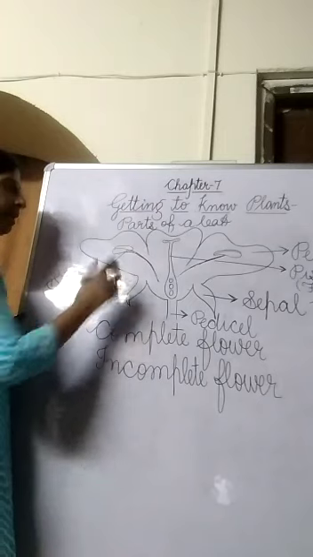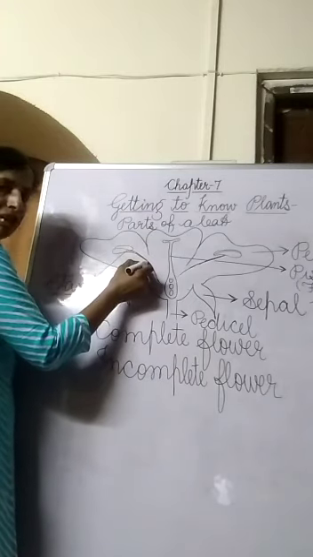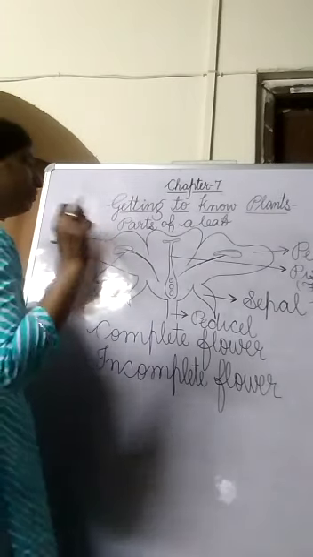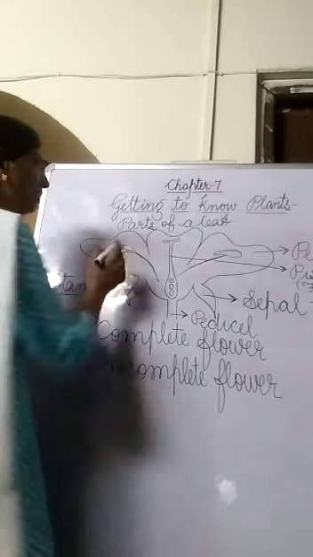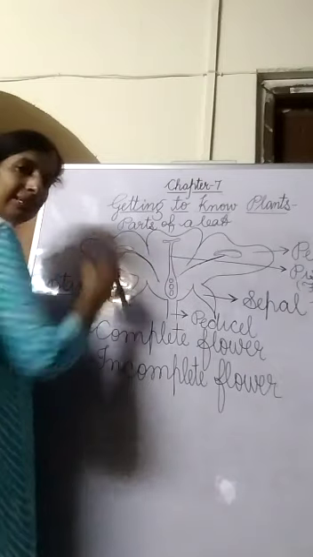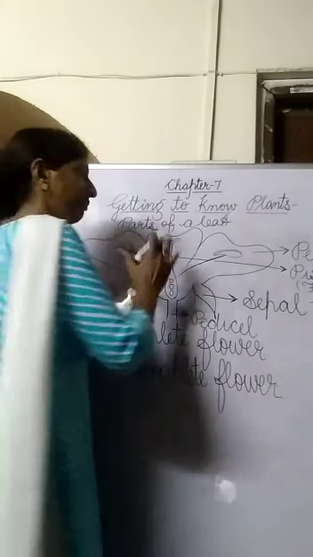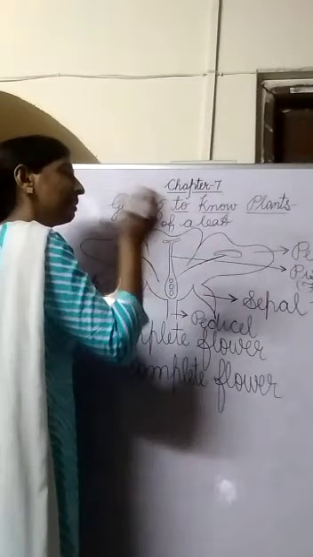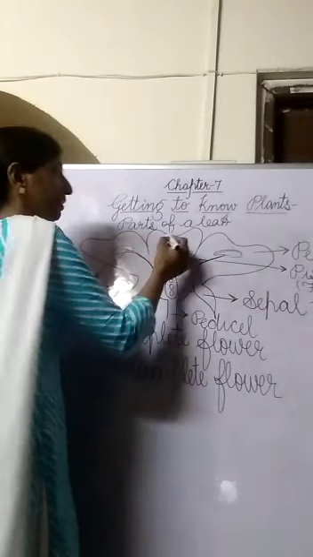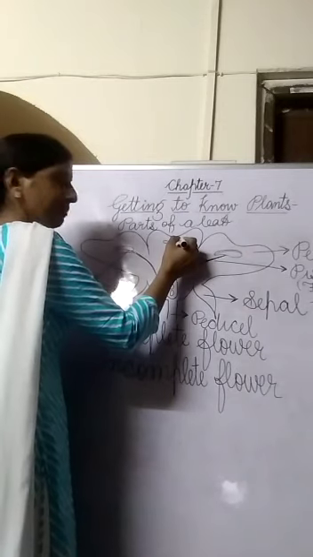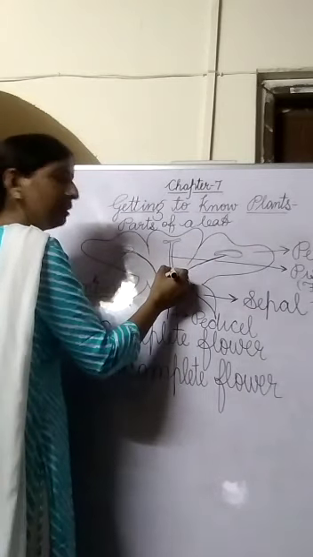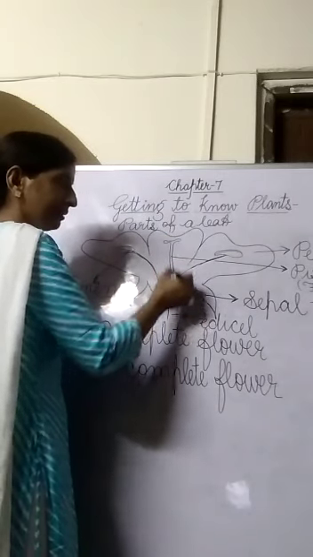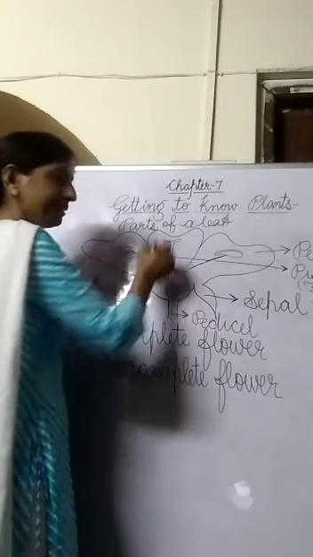There are two main parts of the stamen, anther and filament. Inside the anther, the male gametes are present, which we call pollen grains. Pollen grains are present inside the anther. Right? Now we will discuss the female part. Pistil, which is the female part, is also called carpel. This part is called stigma. This is called style. Stigma, style, ovary. These are the main parts of a pistil.